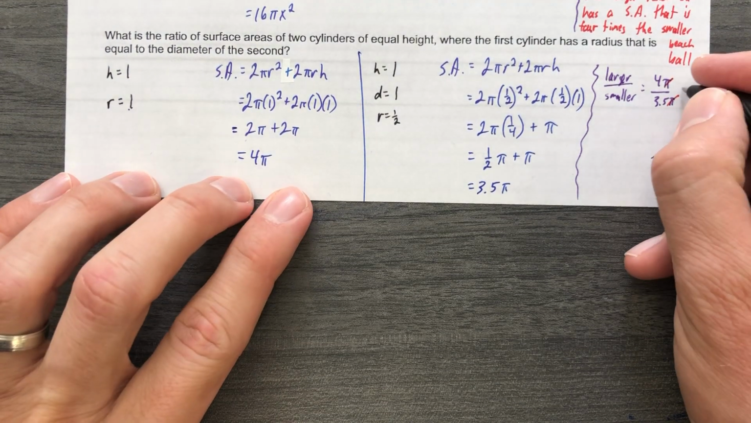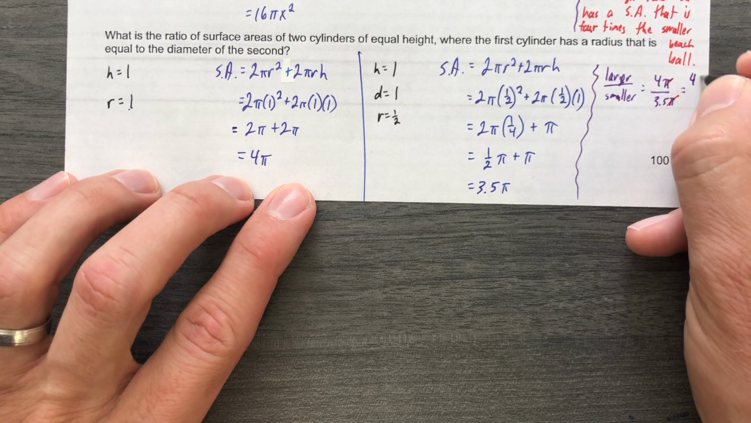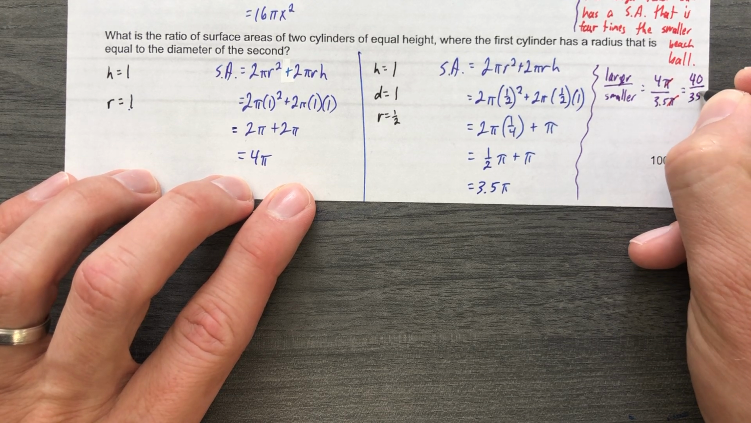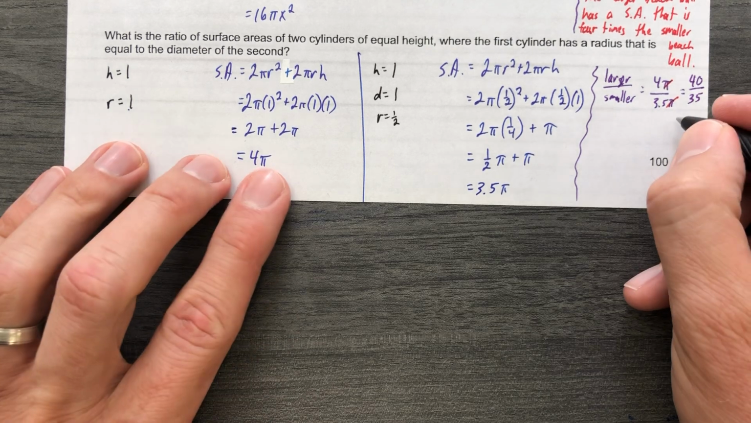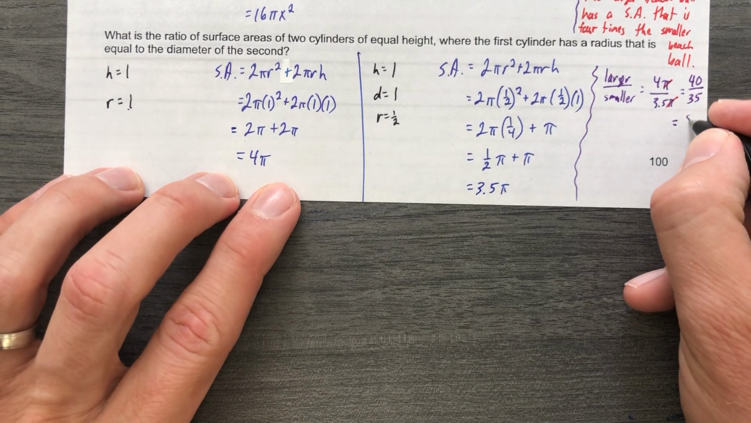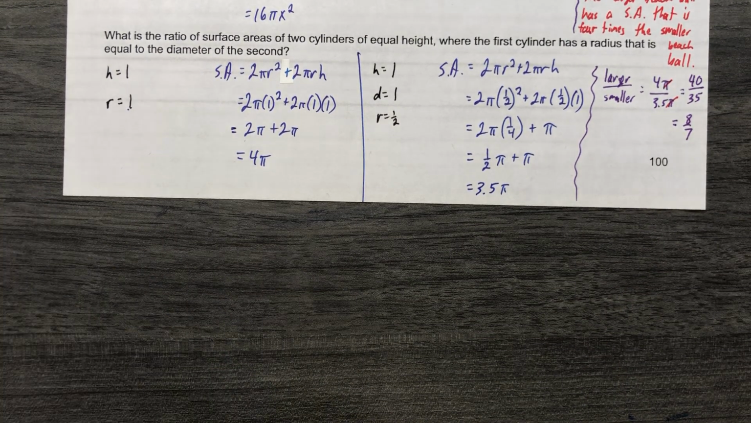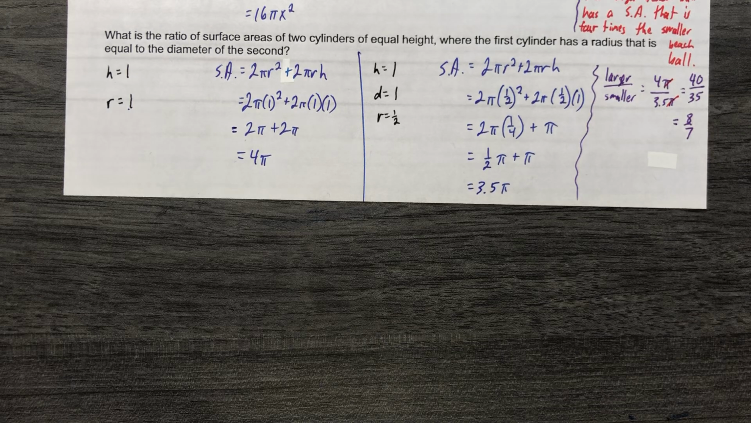Let's not. So 4 over 3.5, I'm going to multiply the numerator and denominator by 10. And that's going to give me 40 over 35. And then I'm going to divide them both by 5. That is not the most efficient way to do it, but I think it's the best way to explain it. I get 8/7.